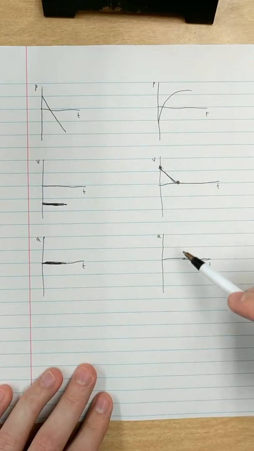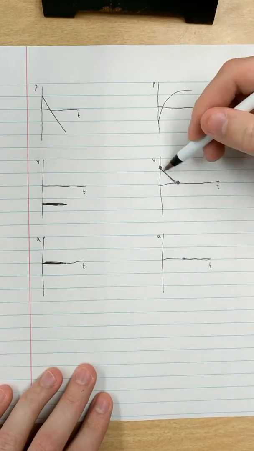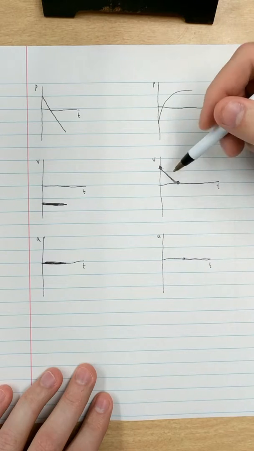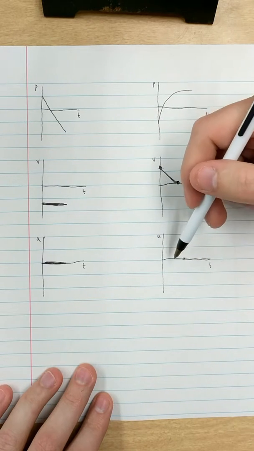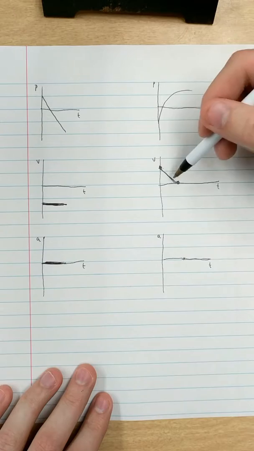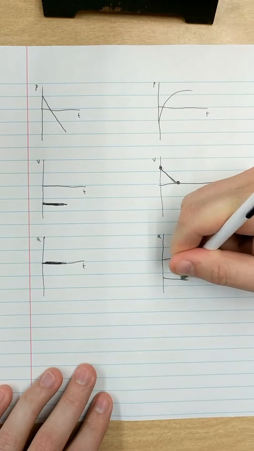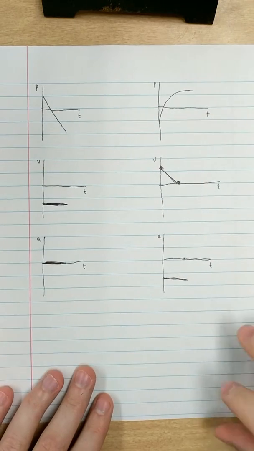Now the slope of this one tells me the value here. So this is a constant slope, so it's going to be a constant value, just like always, for your acceleration. And since it's a negative slope, it's going to be a negative value, so it'll look like that.